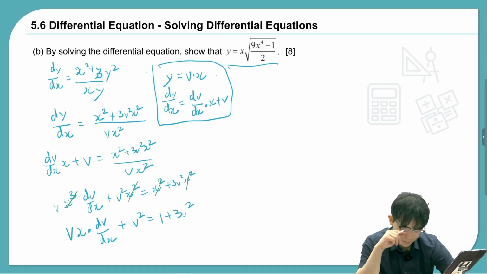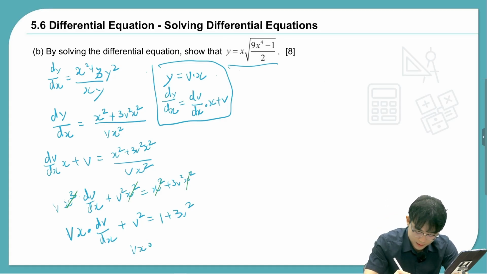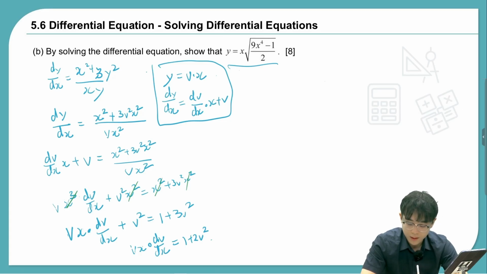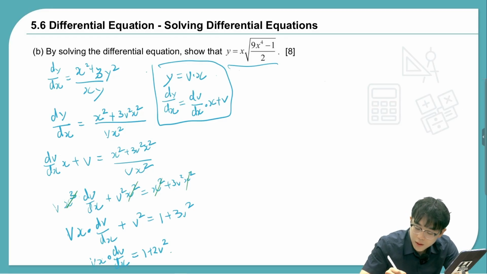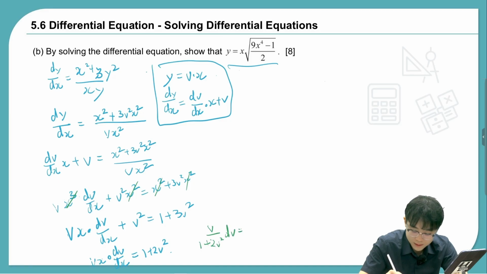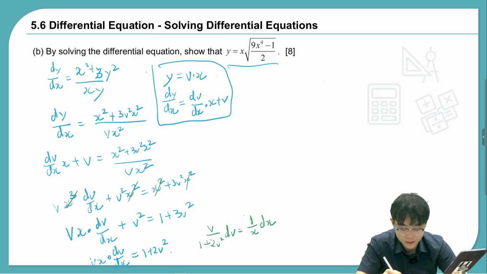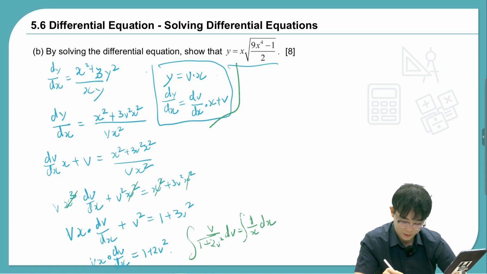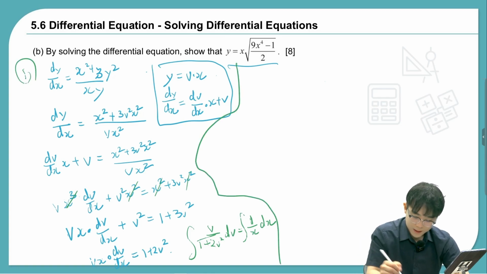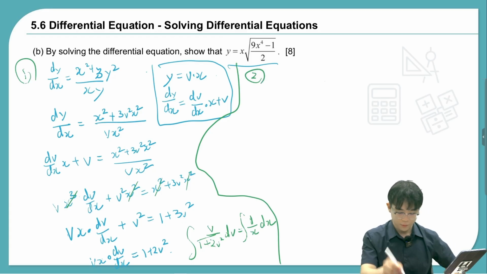We could subtract the v squared. So we get vx times dv over dx is equal to 1 plus 2v squared. Then further simplifying, we get v over 1 plus 2v squared dv on the left side. On the right side, we get 1 over x dx. And now we have a basis to do separation of variables. So we can just integrate both sides, and this is where we would kick off part 2. So this would be part 1, and part 2 would involve working this out.